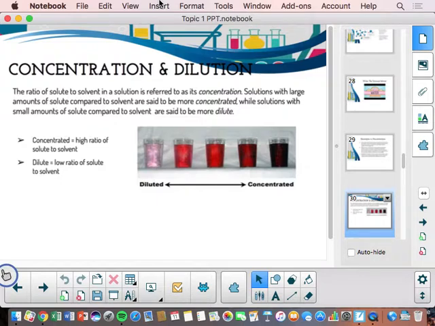And yes, we've talked about this before. If you look at this picture, the diluted one would be the one that's the clearest, the one you can see through the most, the lightest, and the more concentrated would be the darkest one. Concentrated means a high ratio of solute to solvent, so there's lots of solute, whatever's making that color or flavoring. A diluted solution has a very low ratio of solute to solvent.